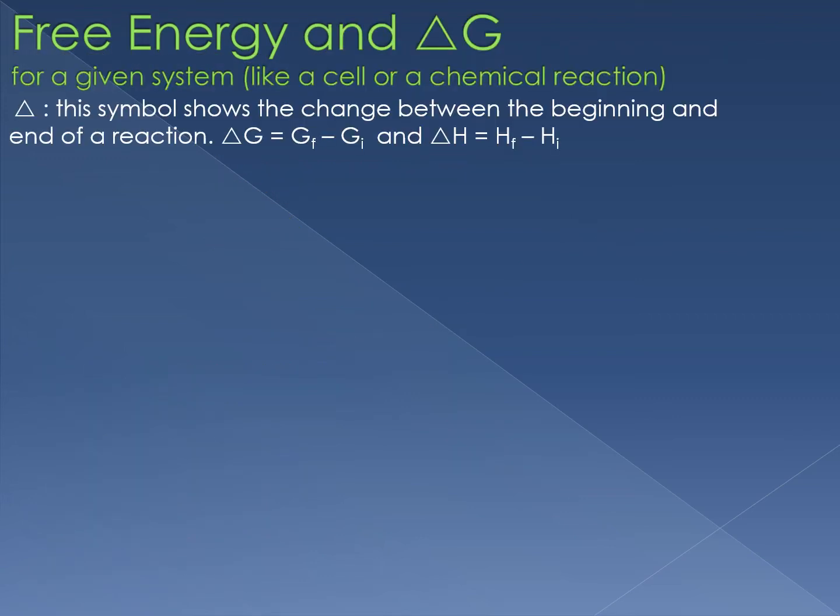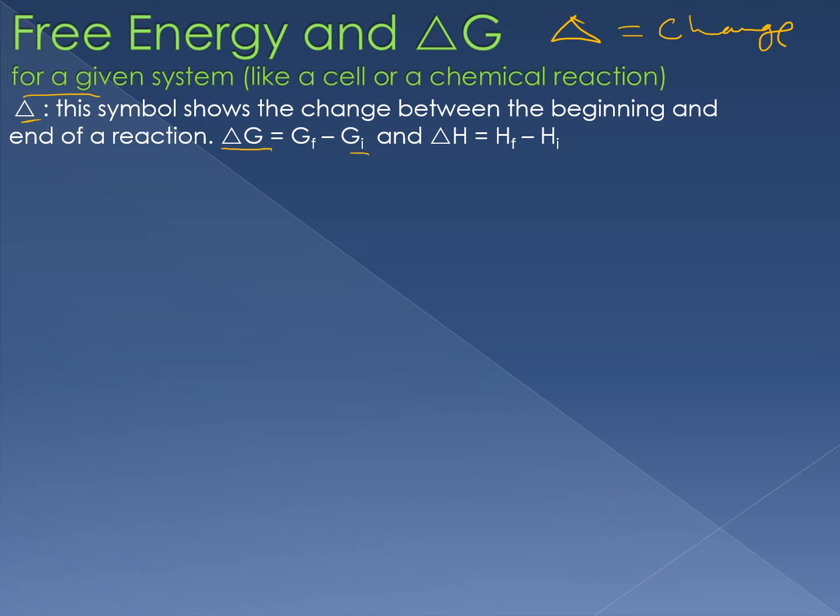Okay, so free energy and delta G. Delta is simply something that means change. Triangle equals change. So for a given system, like a cell or a chemical reaction, whatever system we define, this symbol shows the change between the beginning and the end of a reaction. So for example, delta G equals G sub F minus G sub I. Sounds really complicated? No, not really. What does G sub F mean? That just means the amount of free energy in the final products. And G sub I means the amount of energy in the initial product.